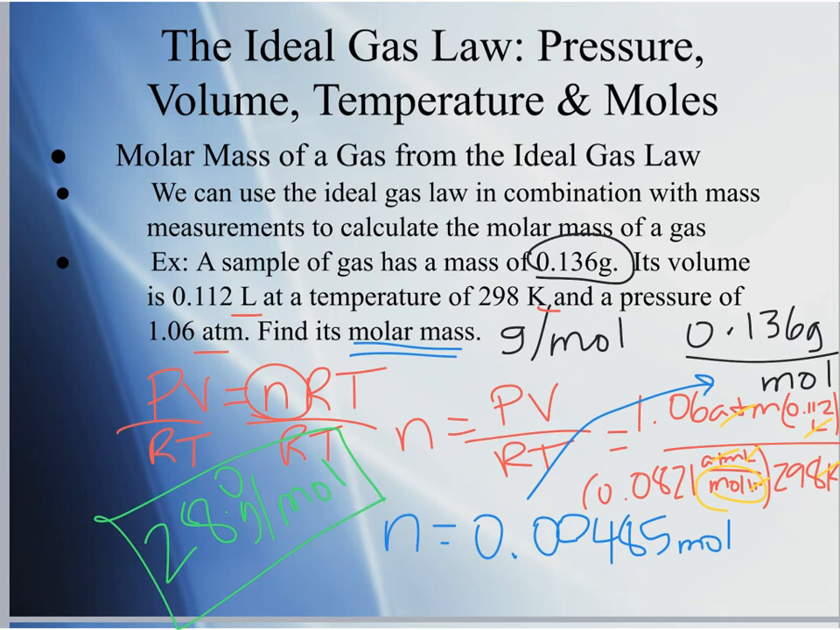Okay, and although it doesn't ask for it, we can figure out what actual gas this is. If this is a molar mass, then we can use that to identify the gas. So if we look at our periodic table, grab a periodic table if you got it handy, or if you got your textbook handy, right there in the front cover is a periodic table.